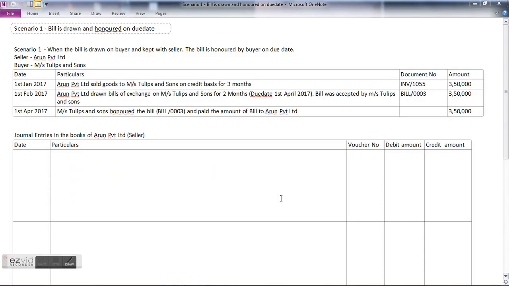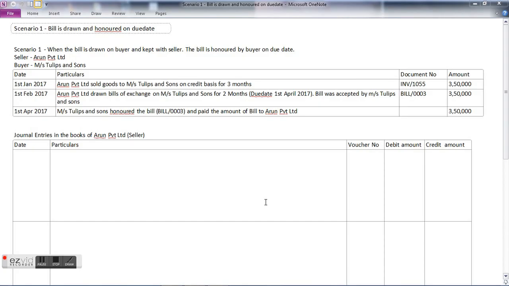Today we are going to see journal entries for bills of exchange. This is scenario 1. The bill is drawn and honored on the due date. So let's see the example. What is scenario 1? When the bill is drawn on the buyer and kept with the seller. The bill is honored by the buyer on the due date.